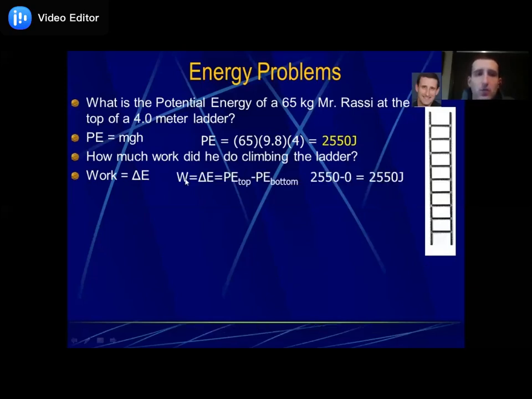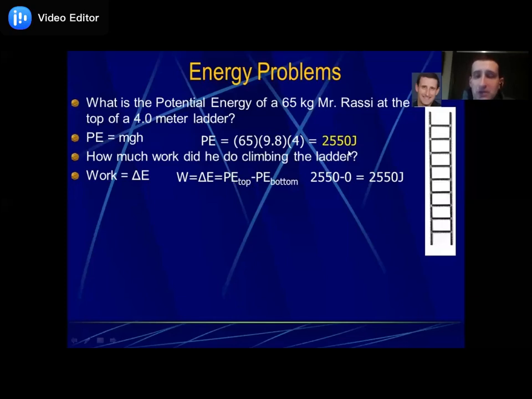So if we take work equals change in energy, that's going to be the potential at the top minus the potential at the bottom. That's how much his energy changed as he climbed the ladder. Remember, it's always final minus initial. He ended up on top of the ladder, so top is final minus bottom is initial. So potential energy at the top minus potential energy at the bottom, well, that's pretty easy.